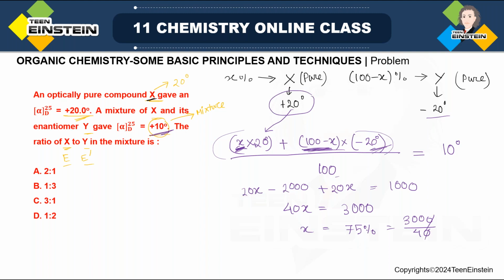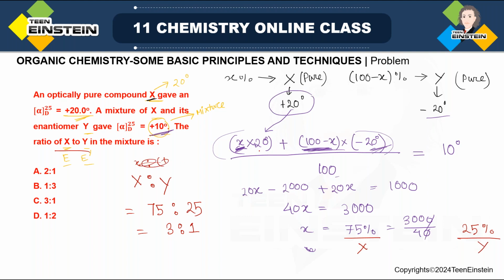Okay, now if x is 75%, obviously this is the percentage of capital X. So 25% must be the percentage of capital Y. Now we need the ratio of capital X and Y, which is basically 75 is to 25. Ultimately it is 3:1.